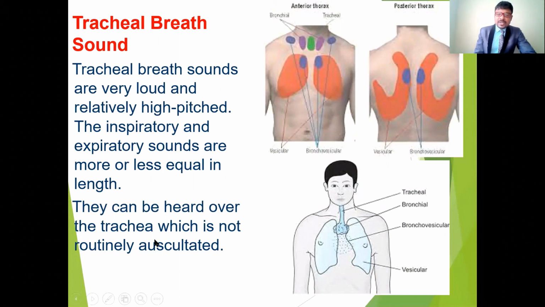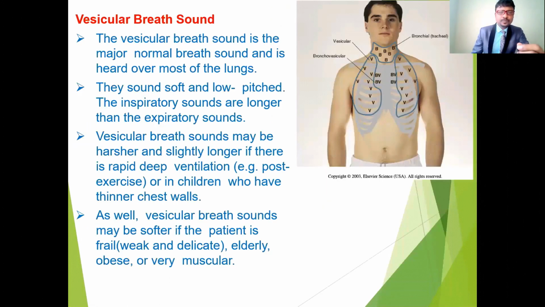They can be heard over the trachea, which is not routinely auscultated. So we hear these at the tracheal level. In abdominal conditions we may sometimes hear them, but most commonly we hear bronchovesicular and vesicular sounds. Most of the lung is heard as vesicular and bronchovesicular, so tracheal sounds are very rarely heard.